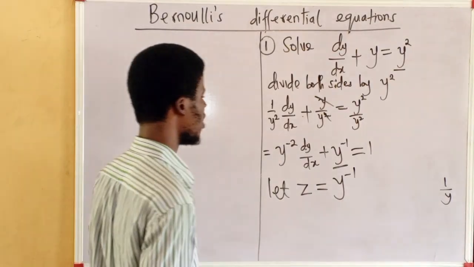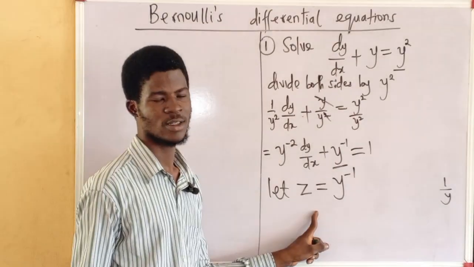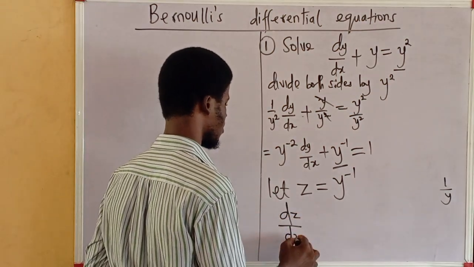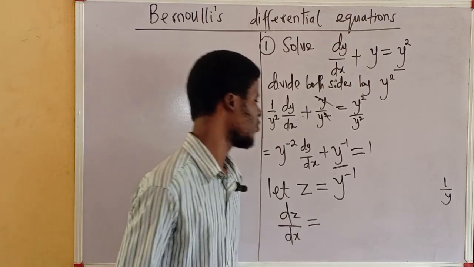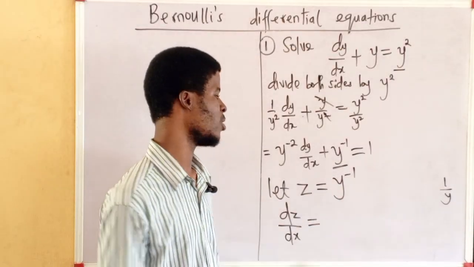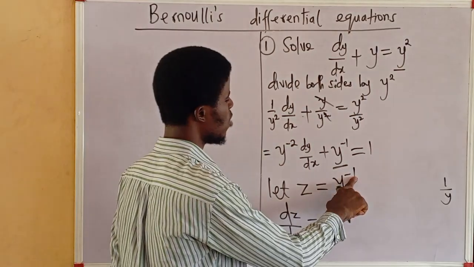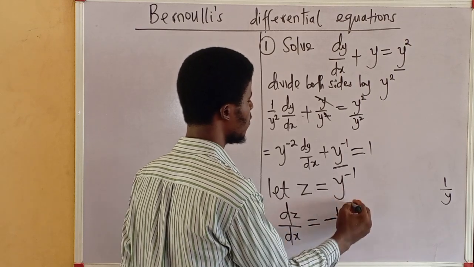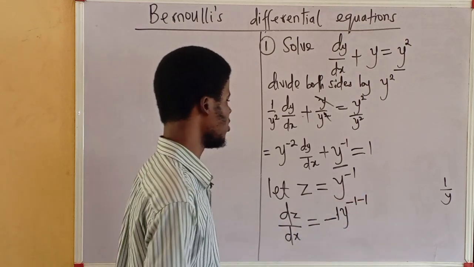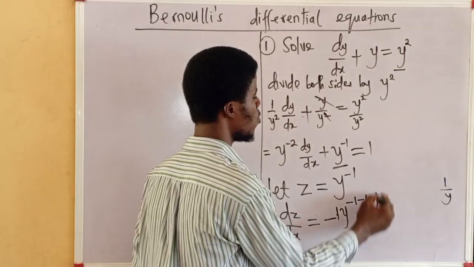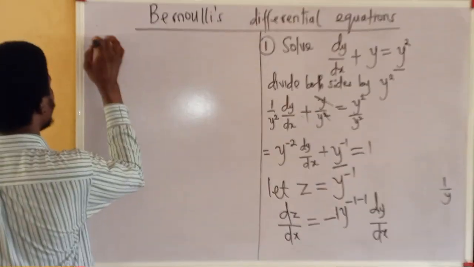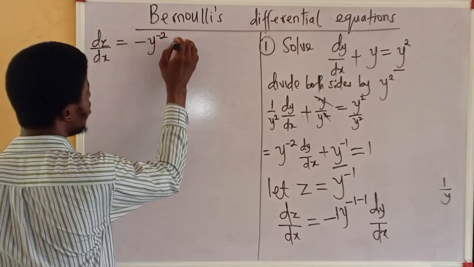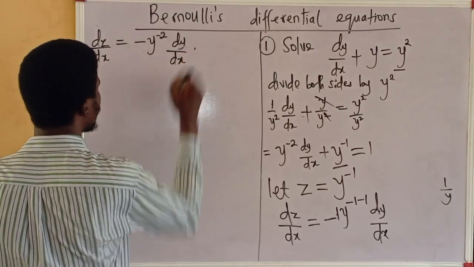So we will take the derivative of z with respect to x. The dz/dx is equal to, if we are differentiating this with respect to x, this is how it will be. Minus 1 times 1, that's minus 1, times y to the power of minus 1 minus 1, and the derivative is with respect to x, dy/dx. So dz/dx equals minus y to the power of minus 2 dy/dx.